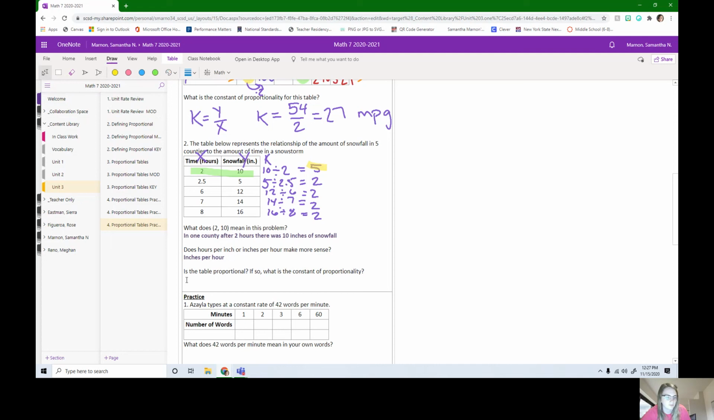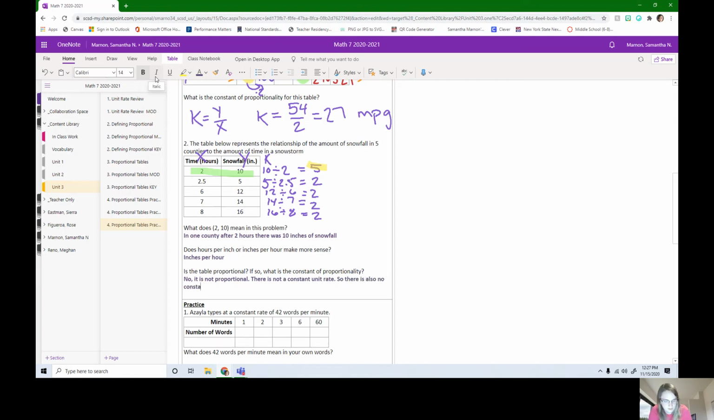So when we go to answer, is this proportional? Our answer is no. We don't have a constant unit rate. So no, it is not proportional. There is not a constant unit rate. There is also no constant of proportionality. So it's not proportional, so we don't have a constant of proportionality. There's not one number that I can multiply everything in the X column by to get everything in the Y column.